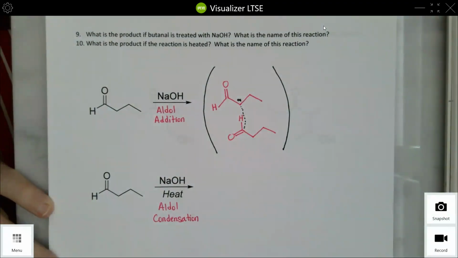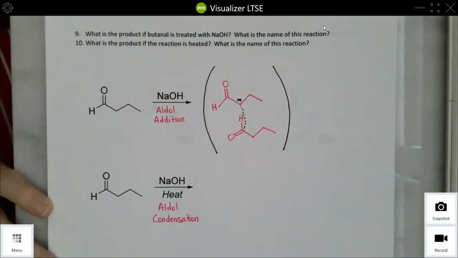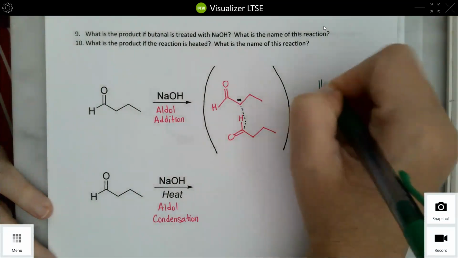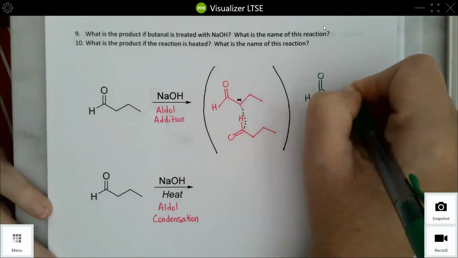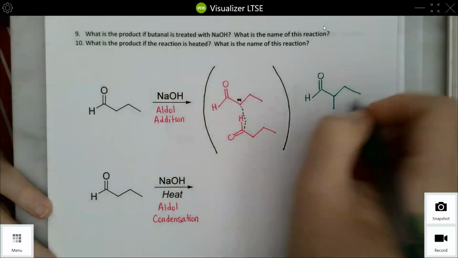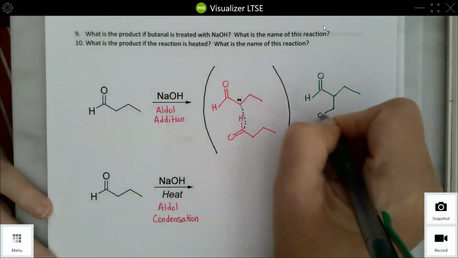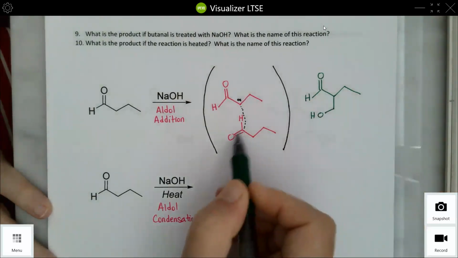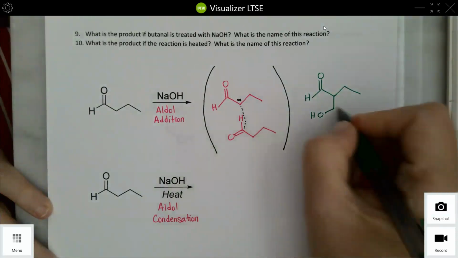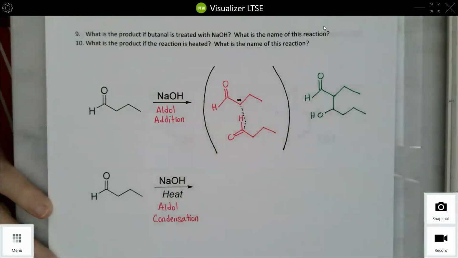And then we're going to produce, in the end, a beta hydroxyaldehyde. So we're going to have a bond here between those two carbons. The aldehyde group is going to become an OH, so this will become OH. And then we have 1, 2, 3, so 1, 2, 3. So that would be one way to draw that product.